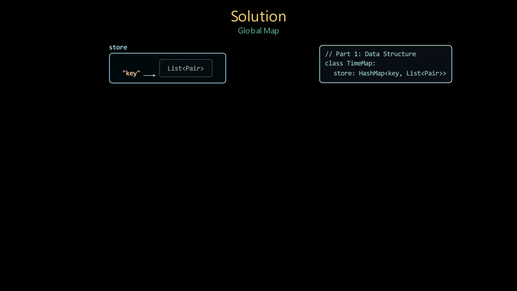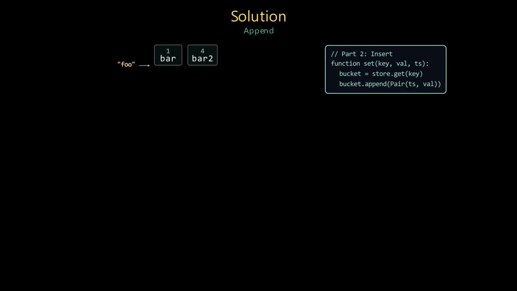We construct our solution using a global hash map. The key maps directly to a dynamic array of integer string pairs, allowing us to isolate each unique key's history onto its own standalone chronological timeline. The insertion operation remains incredibly lightweight. We locate or create the list bucket for the given key and append our time-stamped pair directly to the end of the array, preserving our sorted invariant effortlessly.